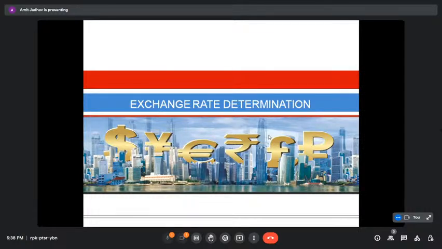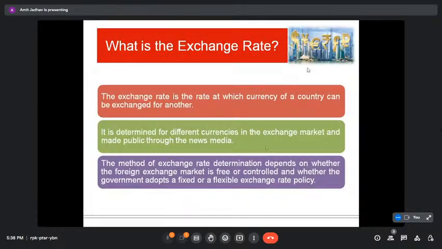So that is an exchange rate. That is the exchange rate of our rupees in terms of the dollar. So basically, how will the exchange rate be determined? First, we have to understand what the exchange rate is.